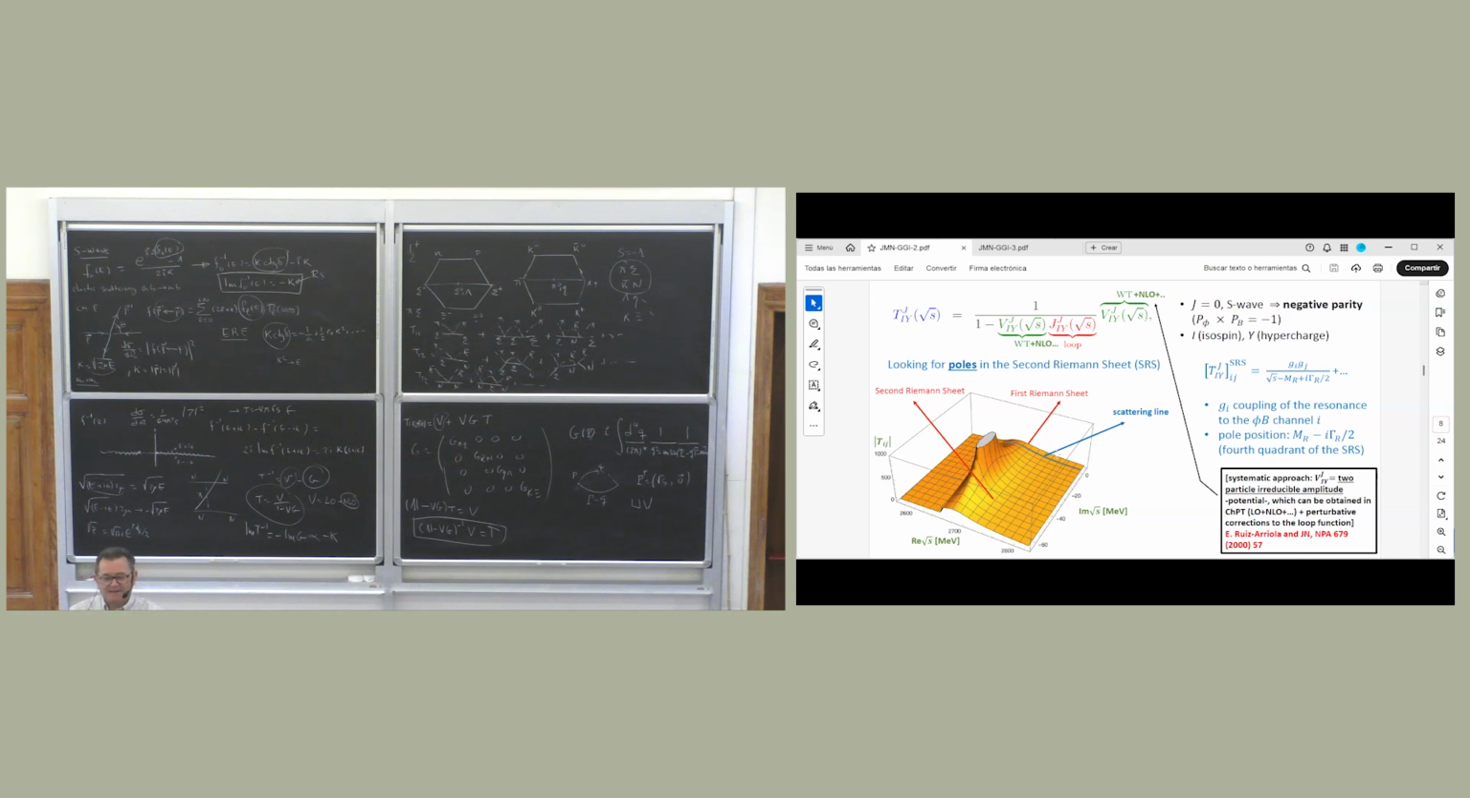But what happens now is the first quadrant of the first Riemann sheet and the fourth quadrant of the second Riemann sheet are continuous, right? So now, if I have a pole here, as in this plot I am showing you, you see this pole in the fourth quadrant of the second Riemann sheet. It produces an enhancement, a bump in the scattering line. So it produces some signature in the cross section. In this case, it is a local maximum. So this is the way that allows you to say, okay, this resonance that I am generating is producing something. You understand what I am saying?